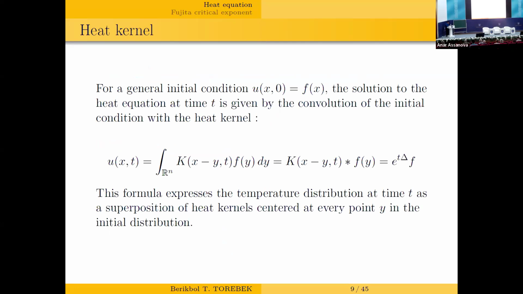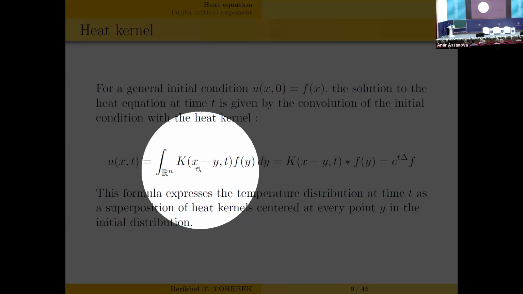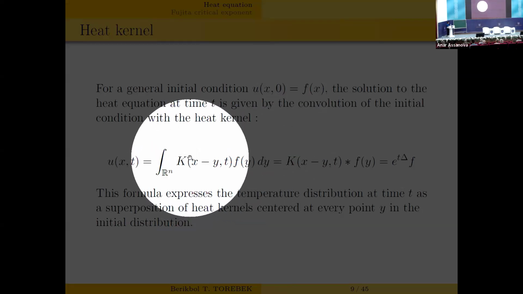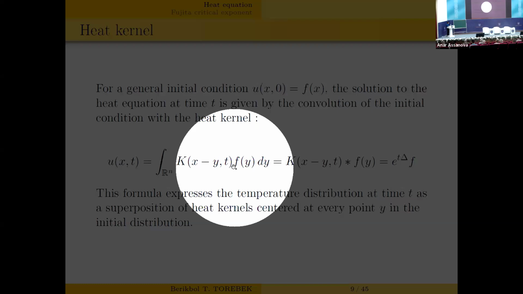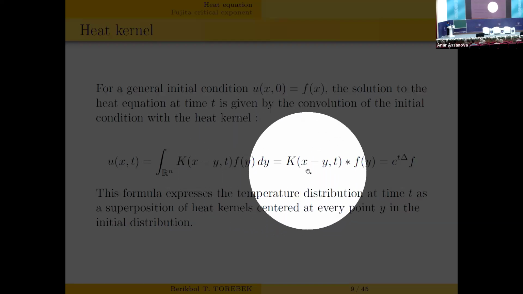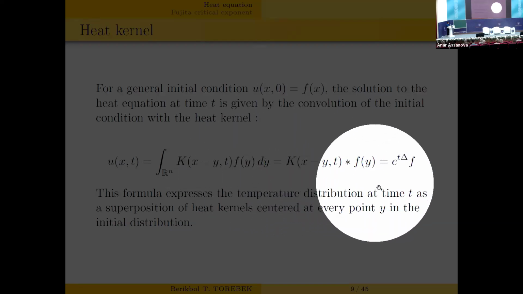And if you consider the heat equation with some general initial condition, then the solution of the heat equation can be represented by the heat kernel, by the convolution of the heat kernel with the initial function. And sometimes we can write it in this form or in this form.